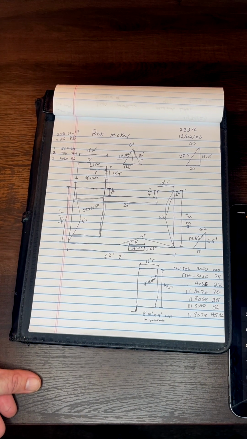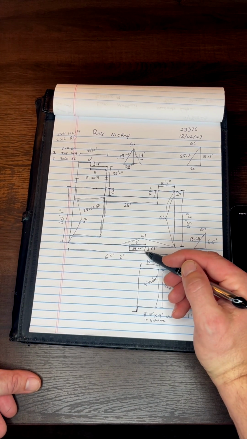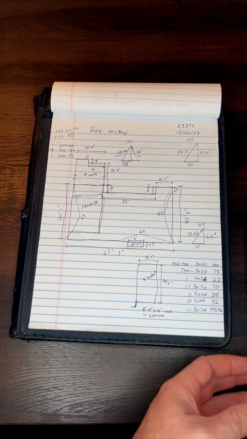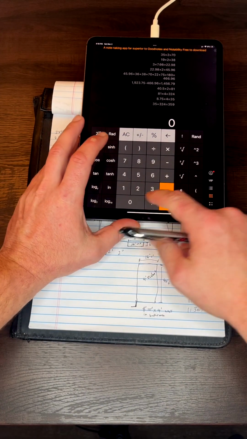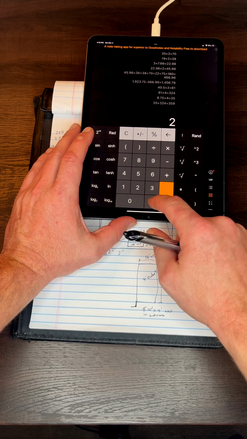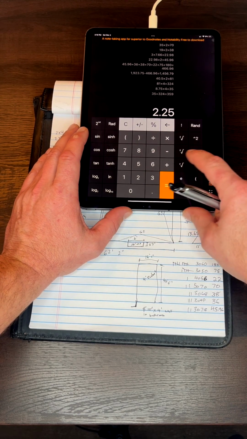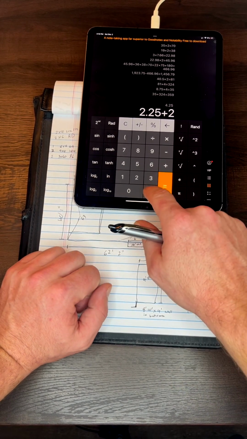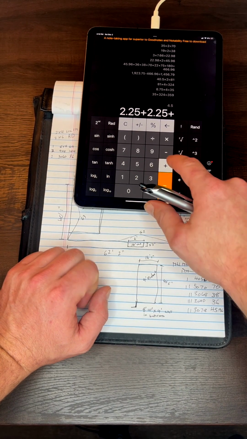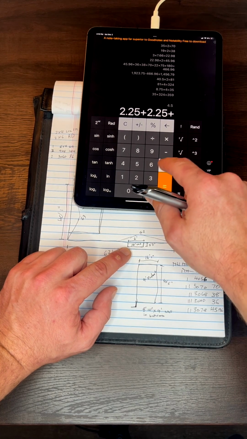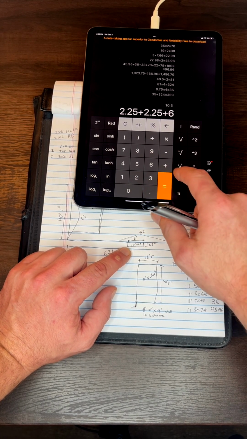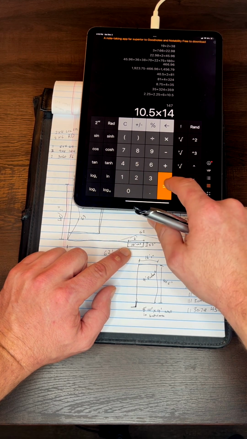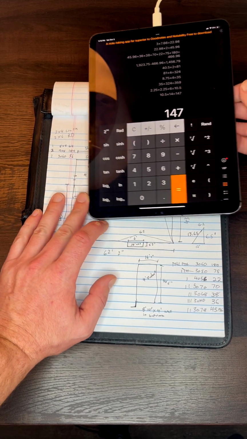Okay, let's go ahead and do our little chimney. So we got 2'3", 2.25 plus 2 feet, because we got one on this side and one on this side. And then the whole thing is 6 foot wide, times 14 foot tall, equals 147 square feet.